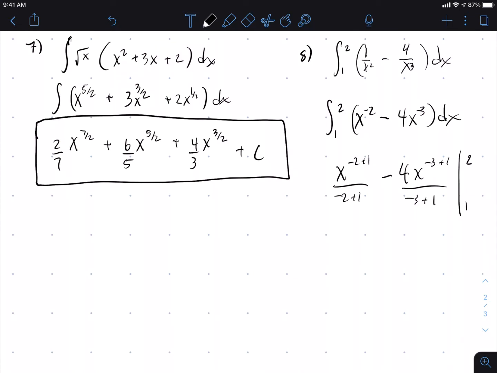But I want to clean it up, so I'm going to get negative x to the negative 1, minus, it's going to become a plus, 8 x to the negative 2 evaluated from 1 to 2. Are we all in agreement? You got the negative x to the negative 1 because the denominator was just negative 1? Correct. Right? Yeah. Are we okay with where I'm at? Yes. All right, cool.